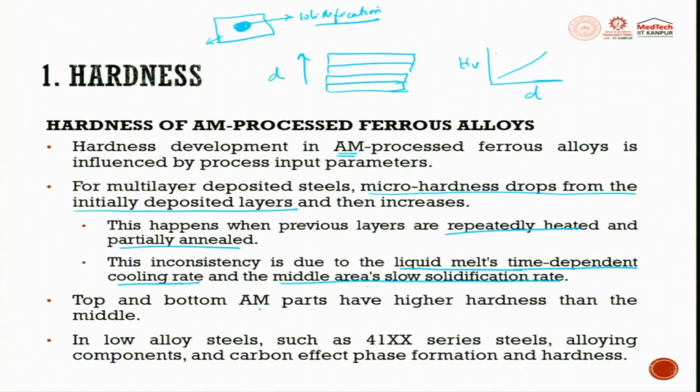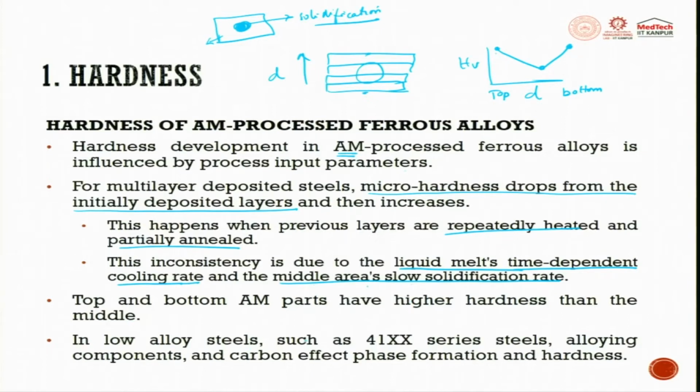Top and bottom additive manufactured parts have higher hardness. The top portion and the bottom portion have higher hardness than the middle portion. So, here you will have lesser hardness. If I change this graph and say this is top, this is middle and this is bottom, and this is the D, it will decrease. So, the top and bottom additive manufactured parts have higher hardness than the middle.